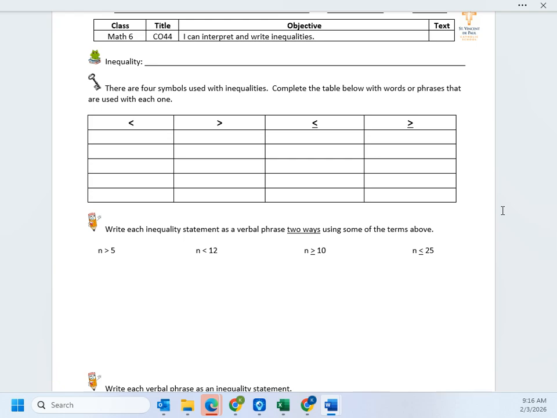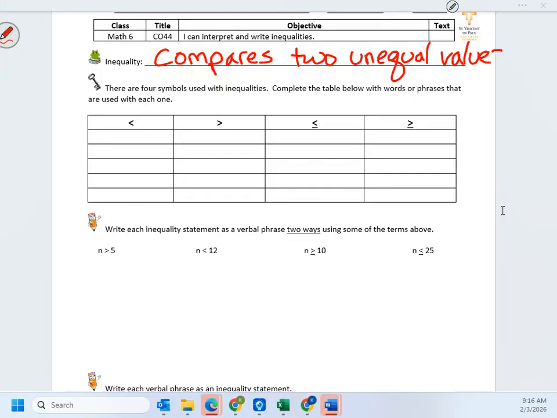So, what is an inequality? An inequality compares two unequal values. So one side does not equal the other side. It is not balanced out. There are 4 symbols used with inequalities. We're going to complete the table below with words or phrases that are used with each one.